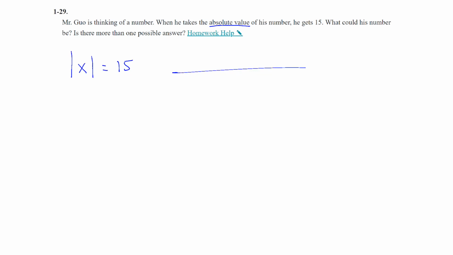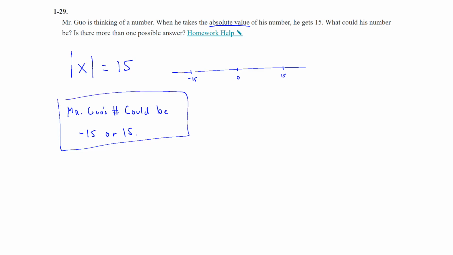What could his number be? Well, on a number line, 0, you have 15 over here. That would be an answer, but you also have negative 15. Both of those numbers are 15 units away from 0. So Mr. Gua's number could be two things. It could be negative 15, or it could be positive 15. And once again, make sure you're answering the question. So what could his number be? Could be negative 15 or 15.